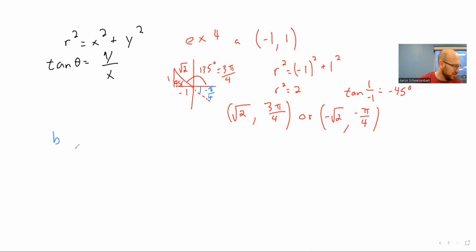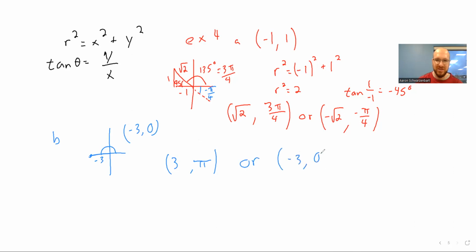For part B, we're given negative 3, 0. Well, this angle here I can tell is 180 degrees or pi. Thus the graph becomes really useful. And the radius is 3. Or, do a radius of negative 3 and an angle of 0. And sure, I could make any of these pi plus 2n pi. Any of these could repeat. For the most part, we're going to do it the first time around the circle unless specified that you're not. Okay?